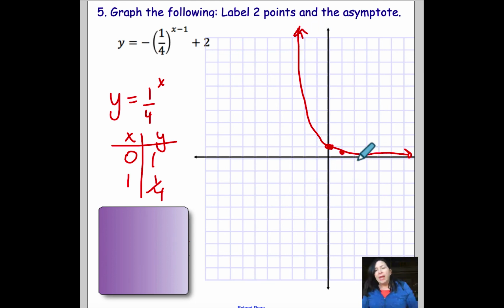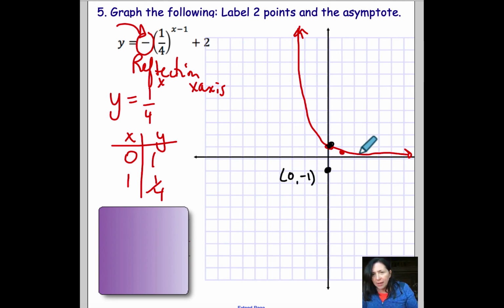And so based on those 2 points, number 1, you always do the reflection across the x-axis first, which is what that is. That's what that does. So then that means our points, instead of being 0, 1, are now 0, negative 1. And this point, which was 1, 1/4, is now going to be 1, negative 1/4. And so that graph, which is a reflection, looks like this, right? And now that's going to look like that, okay?